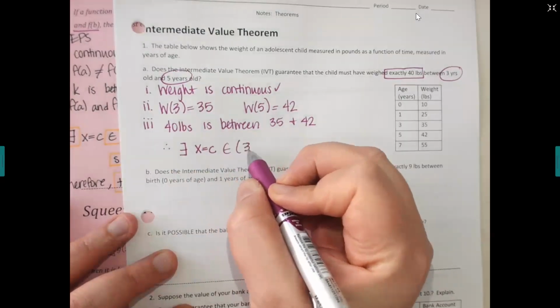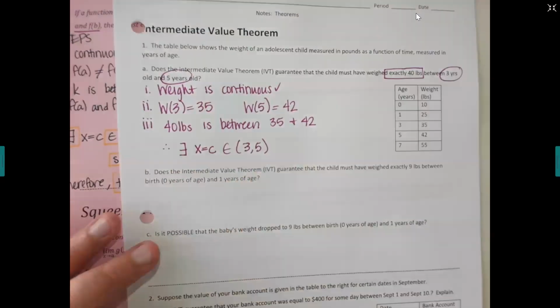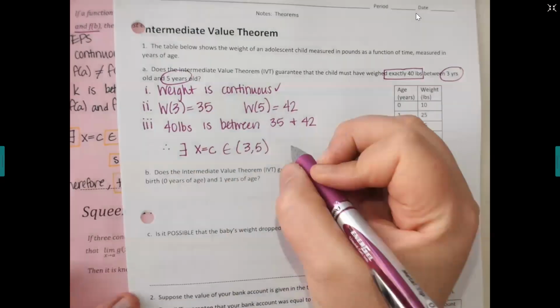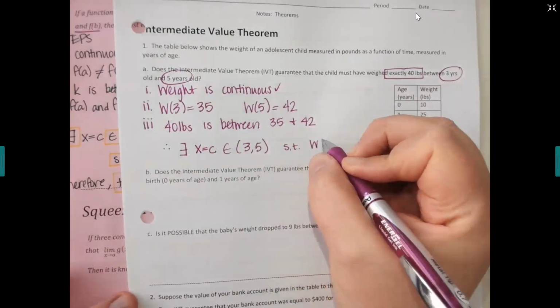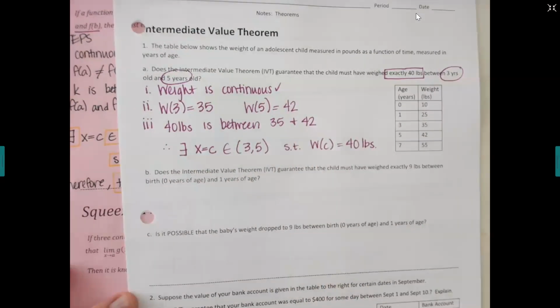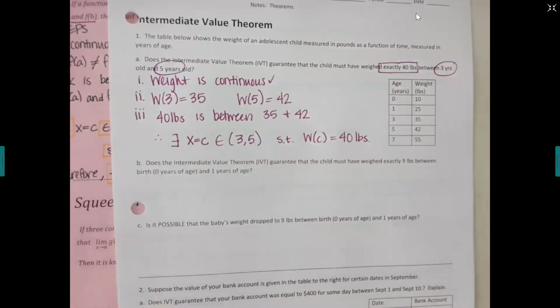3 and 5 years. Very good. Remember, these are X values, such that the weight at that time is equal to 40 pounds. So there has to be a day between 3 and 5 years old that my weight on that day, C, is exactly 40 pounds. Kind of make sense?